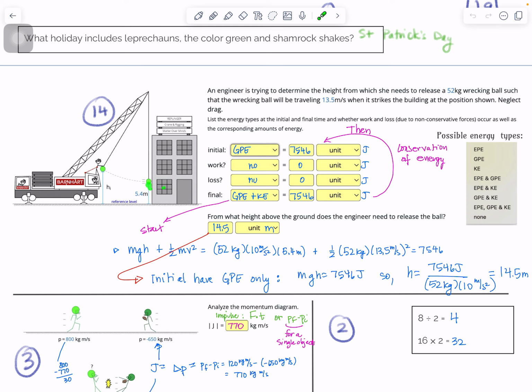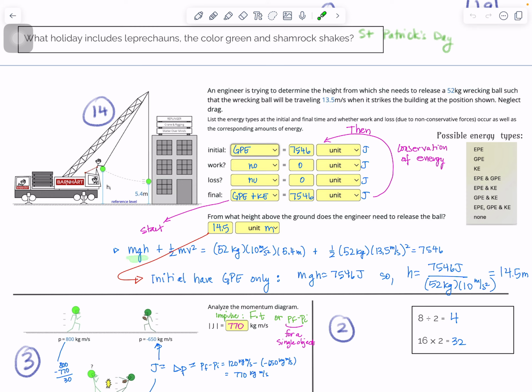And then I also have height, which I can tell from this right here. So for my final, I've got GPE and KE. The unit of all of these is joules. So I'm going to start here because I know the height, I know the mass is 52 kilograms, and I know the velocity is 13.5 meters per second. And so I just fill in my formulas.